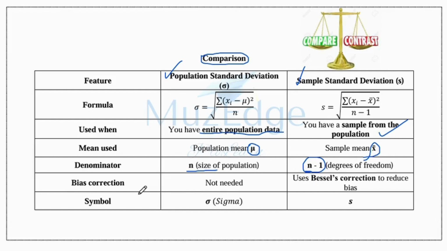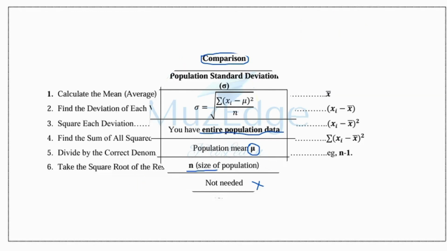Bias correction. The population standard deviation does not need any correction. The sample standard deviation uses Bessel's correction, dividing by n-1, to reduce bias when estimating population variability from a sample. Symbols. The symbol for population standard deviation is sigma. The symbol for sample standard deviation is just the letter s.